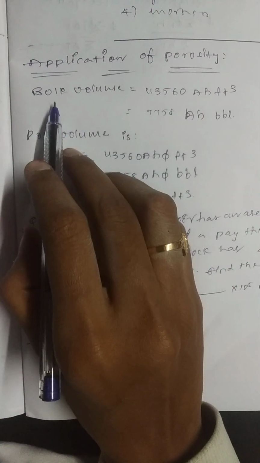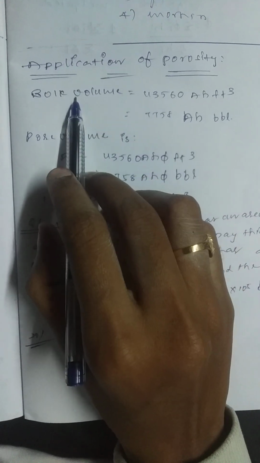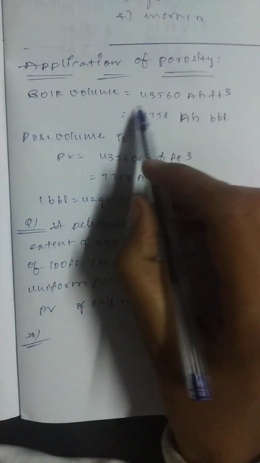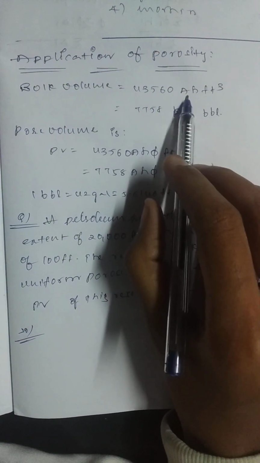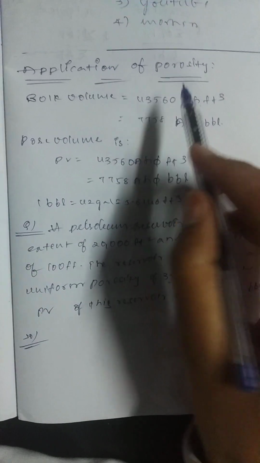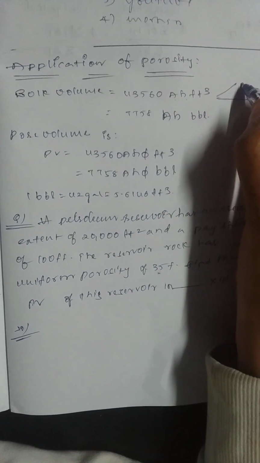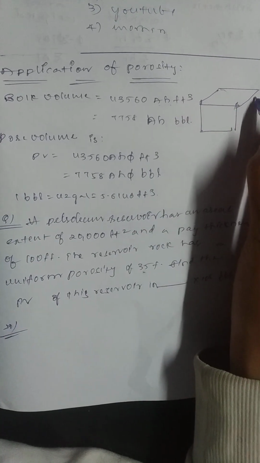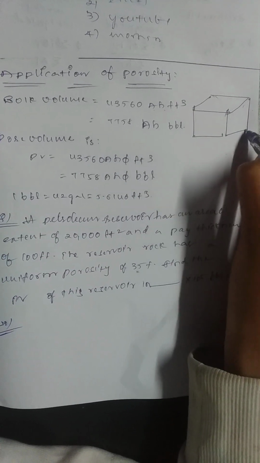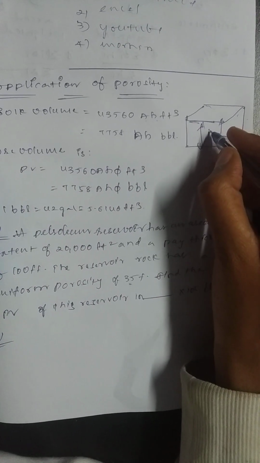In general, we'll get a few questions where we need to figure out the bulk volume of the reservoir. The formula for the bulk volume is 43560 A into H in feet cube, where A is the area of the reservoir and H is the width. For example, if we take this as a reservoir, the thickness of this reservoir will be the H.